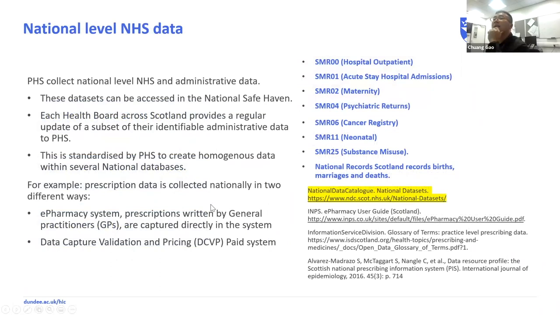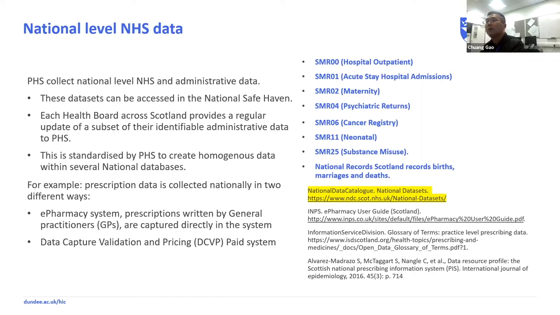First of all, the national level NHS data. Those are definitely not all, but some examples of the national level NHS data. We have the outpatients, we have maternity, we have cancer registration. Public Health Scotland is in charge of collecting the national level NHS and administrative data. Those data sets can be accessed in the National Safe Haven. Each NHS health board across Scotland will provide regular updates of subsets of the identifiable administrative data to Public Health Scotland. Within Public Health Scotland, they have a team specialized in standardizing and creating homogeneous data for those several national data sets.